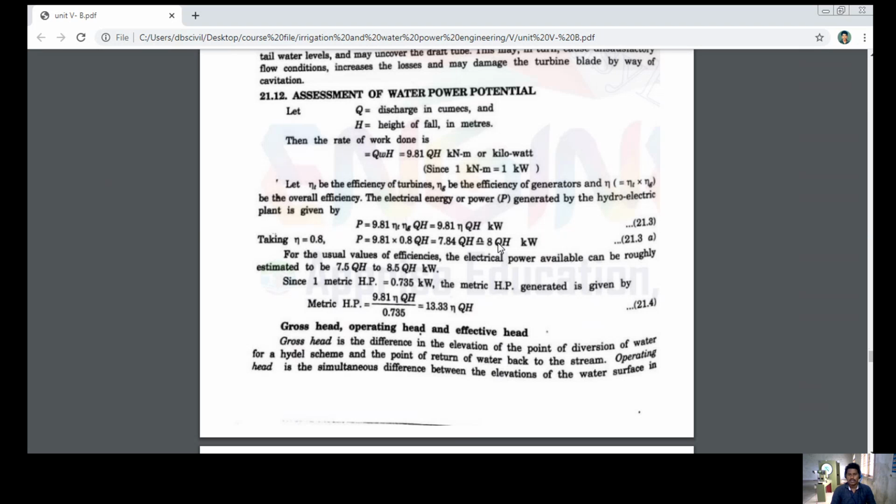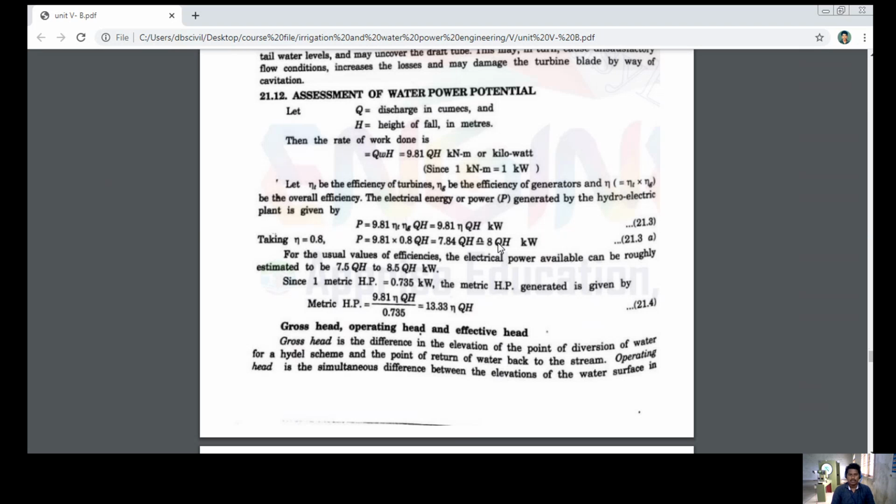Then the rate of work done is QWH, that is equal to 9.81 into QH. W is nothing but the unit weight of water, 9.81, into discharge into height of fall. That comes in kilonewton meter per second or kilowatt. 1 kilonewton meter per second is equal to 1 kilowatt.